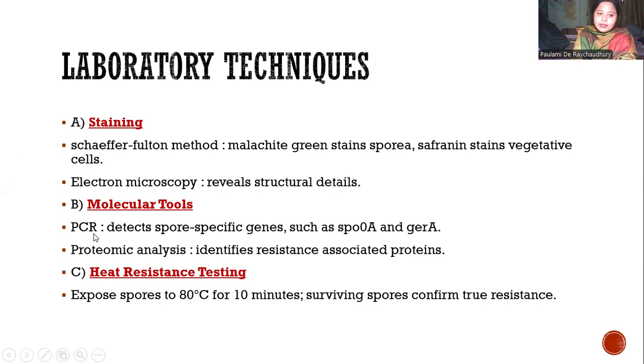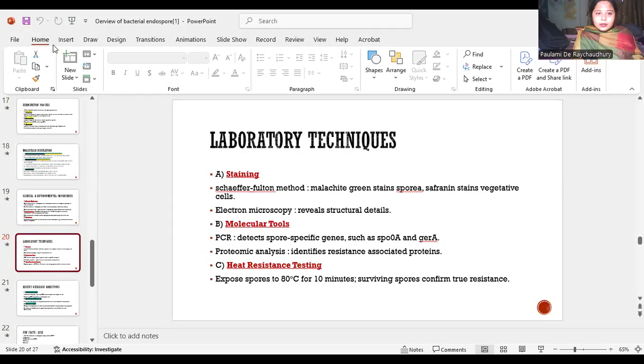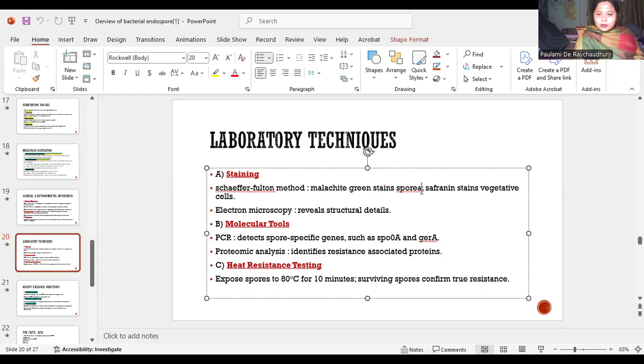And molecular tools: PCR detects spore-specific genes such as spo0A and gerA, and proteomic analysis identifies resistance-associated proteins. Heat resistance testing exposes spores to 80 degrees centigrade for 10 minutes. Surviving spores confirm true resistance. So if the spores are present, that means they are resistant.